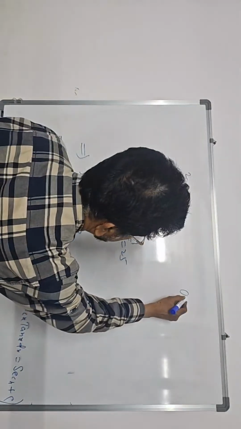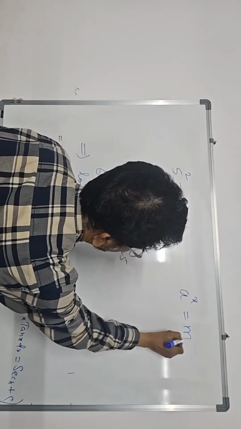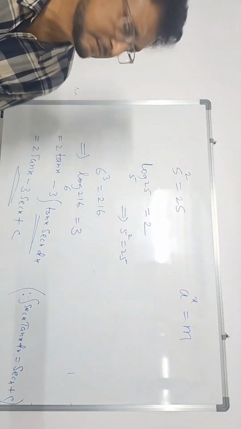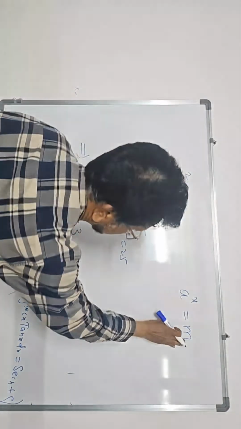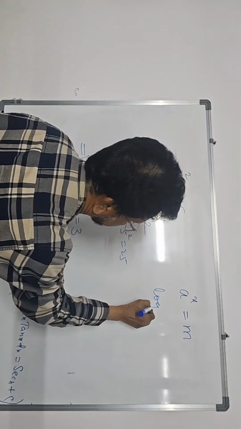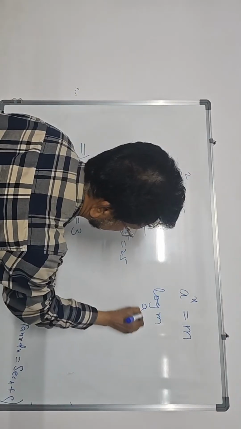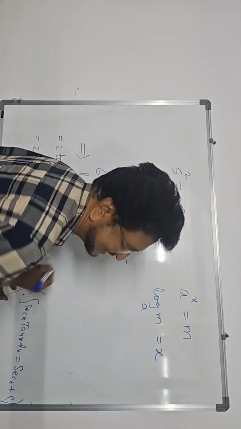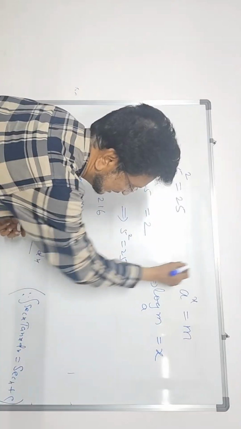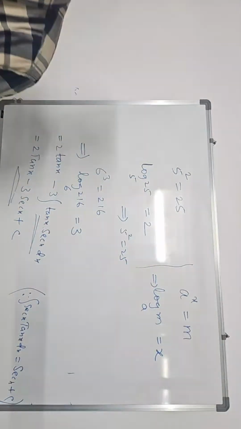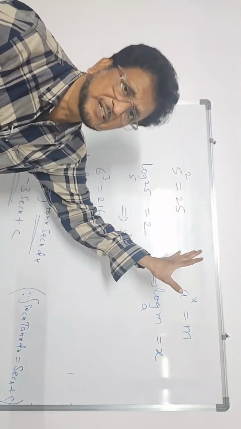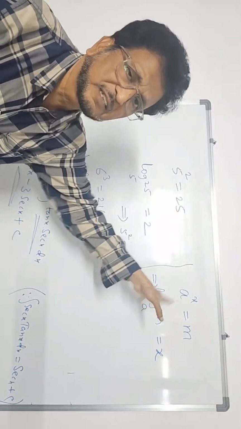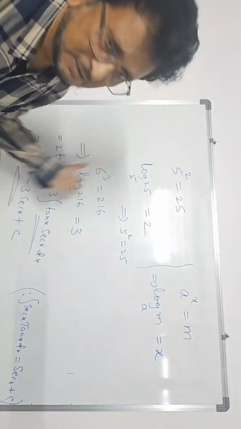Now, if I write a power x is equal to m, write it using logarithm, same method. Logarithm of number m, base is a, is equal to x. This is the meaning. Are you understanding it? Very easy, any student can understand. 8th class, 9th class, 10th class. Simple one, simple steps.